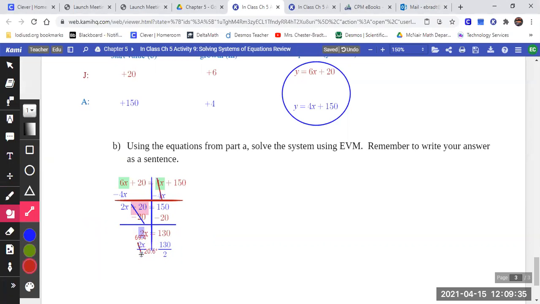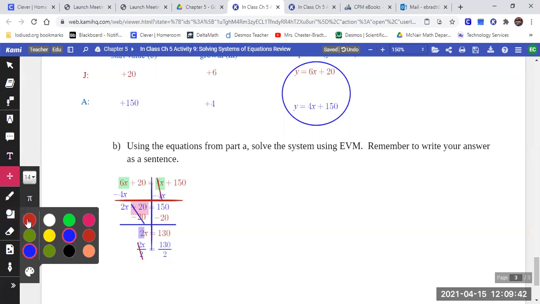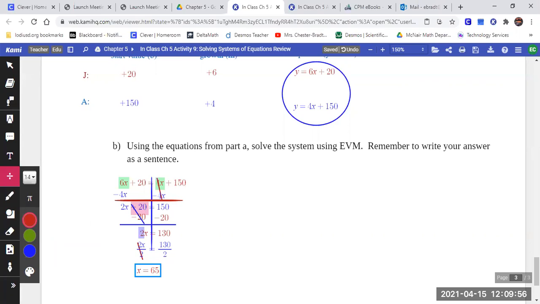2 divided by 2 is 1, and 1 times x doesn't matter. So our x has to equal what? We need a unit of measure because this is a word problem. What is our x standing for? 65 what? Look at the story. What did it say the x stood for?